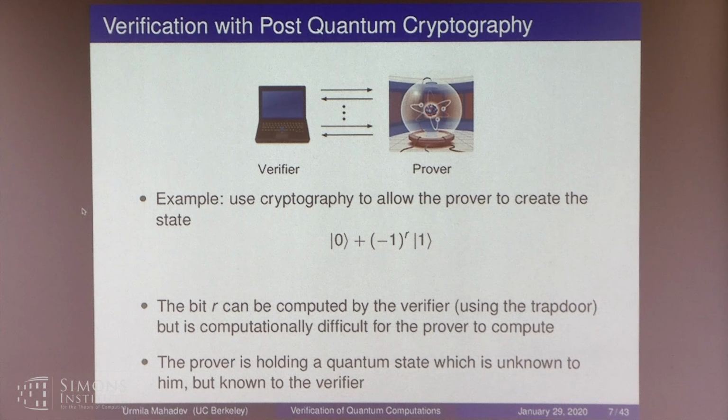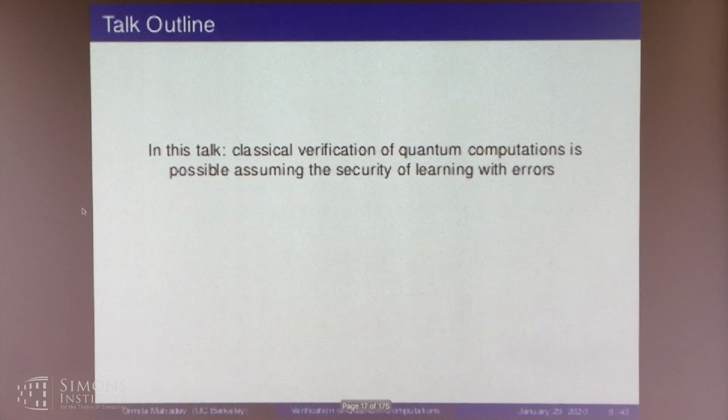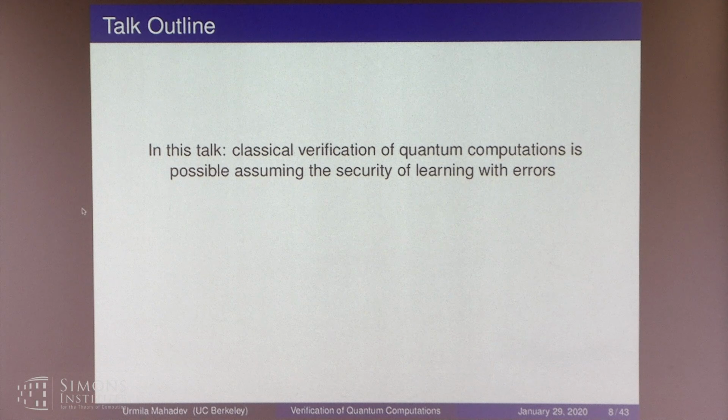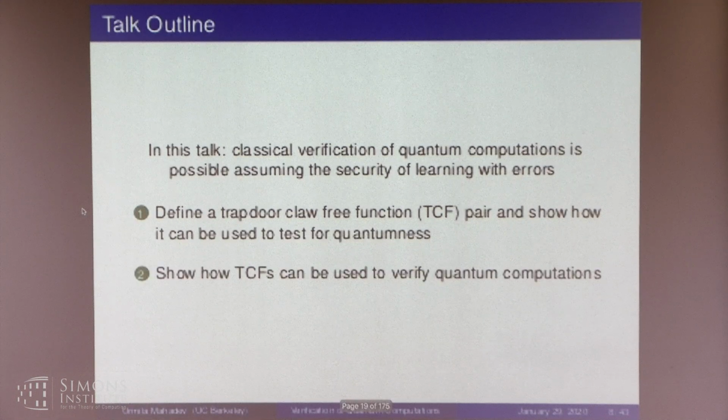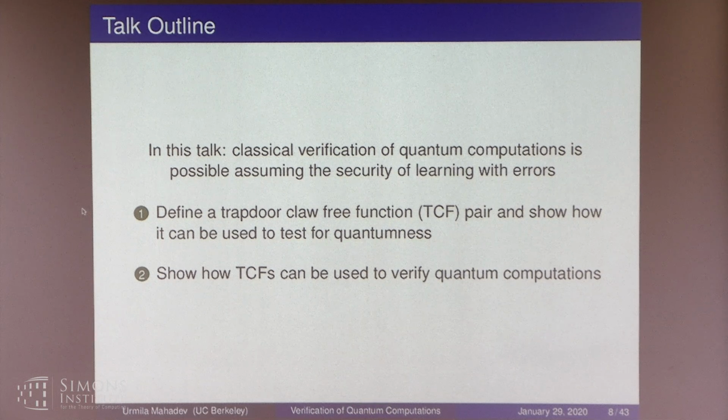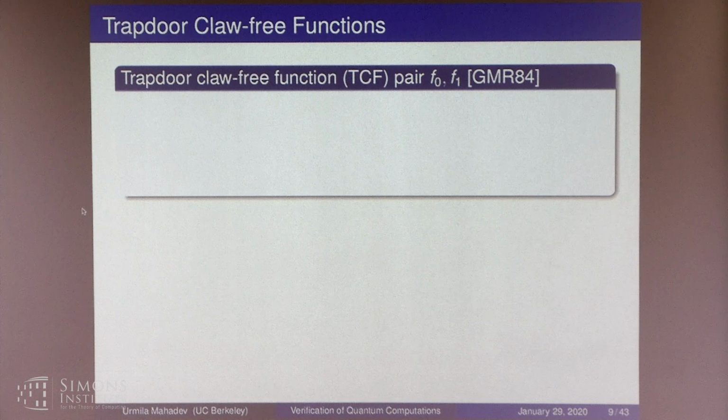Okay, so now let me get into the cryptography that we'll need to do this. This cryptographic primitive is called a trapdoor claw-free function pair. I'll first define it and show how it can be used as a test for quantumness, and then I'll show how it can be used to verify quantum computations. This primitive was introduced by Goldwasser, Micali, and Rivest in '84.